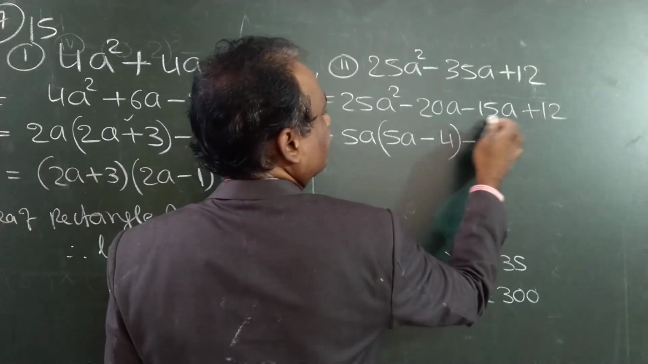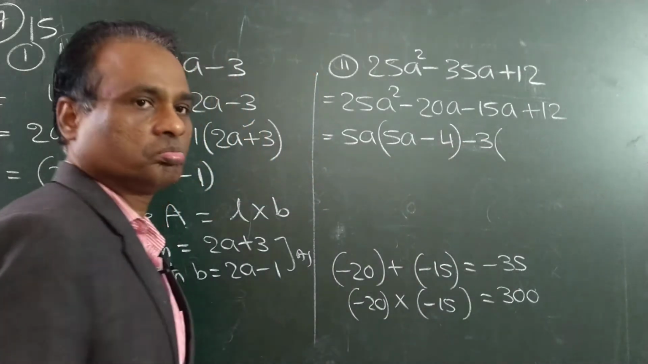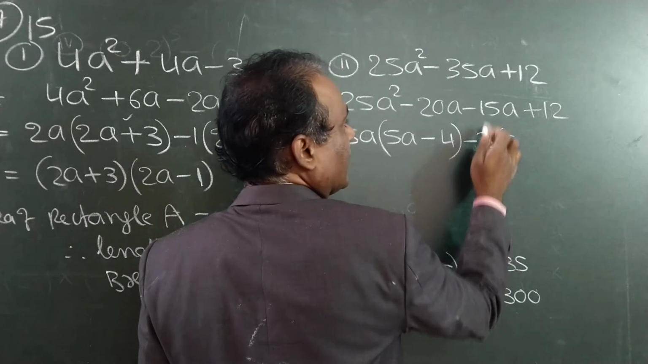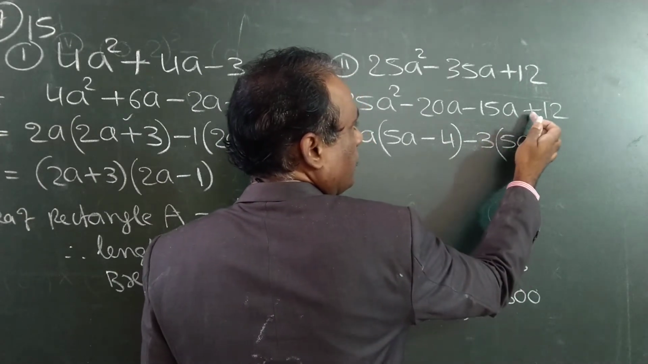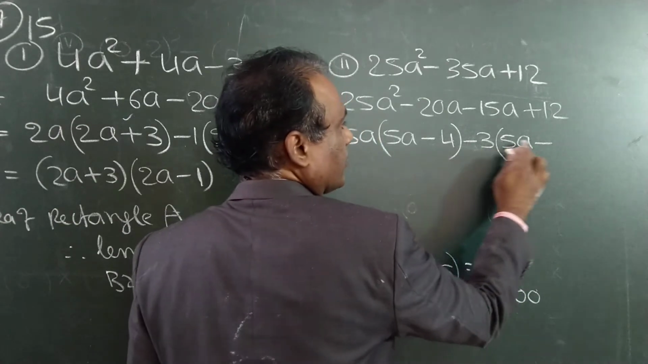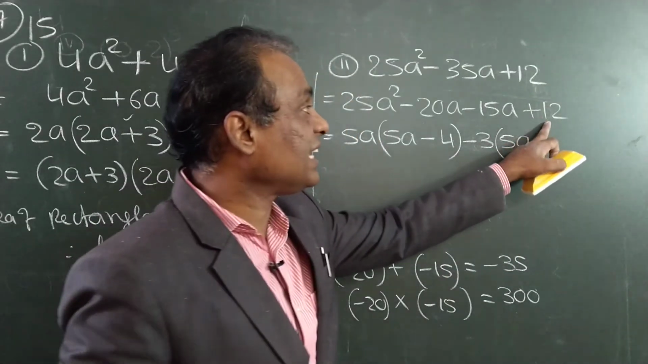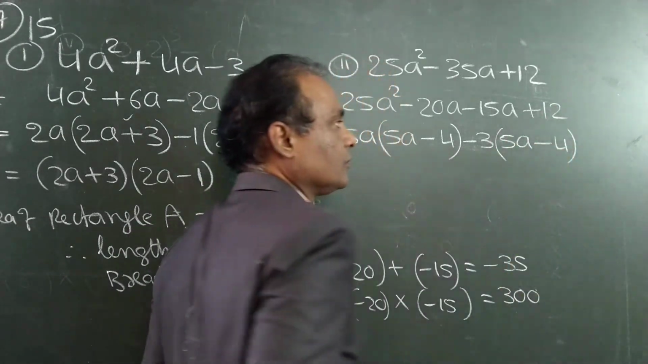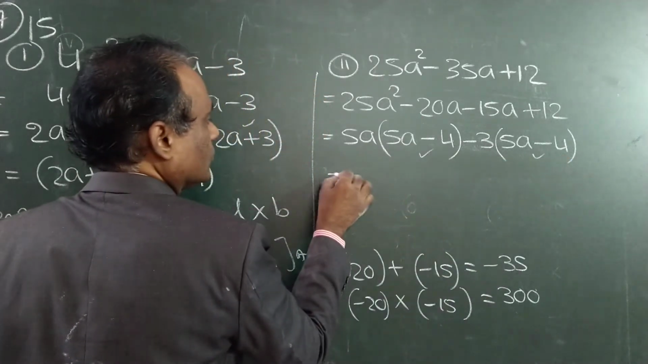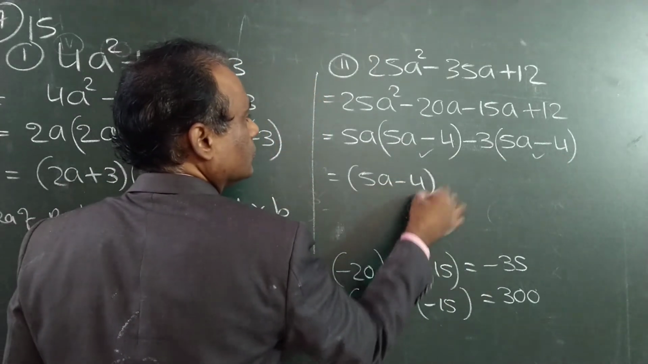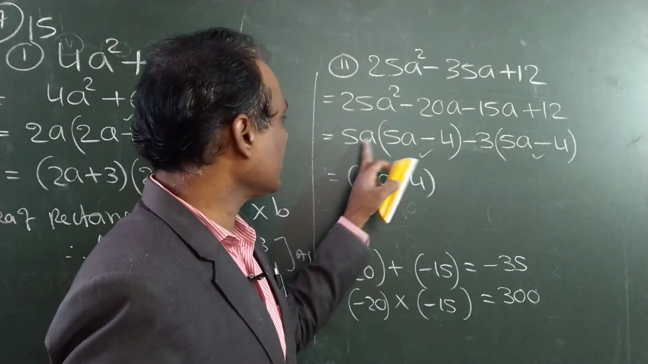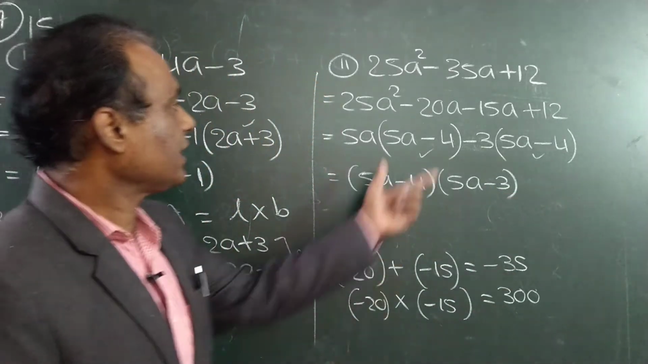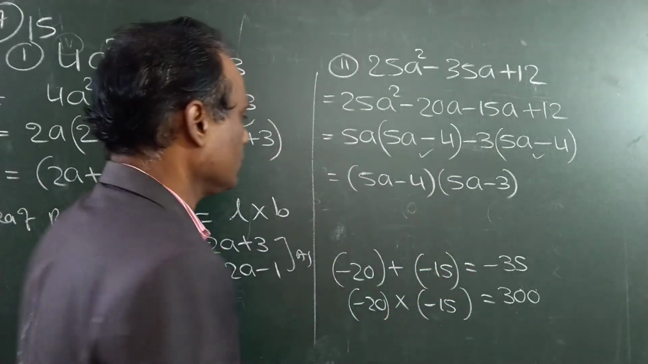Minus. Now 3 common: 15 is 3 into 5, so 3 common, 5 remains, a remains. Here minus is common, so minus remains, because minus into minus should be plus. 12 is 3 into 4, so this is the same; take it common. 5a minus 4 common. What is the other one? 5a minus 3. So it is 5a minus 4 common, 5a minus 3.